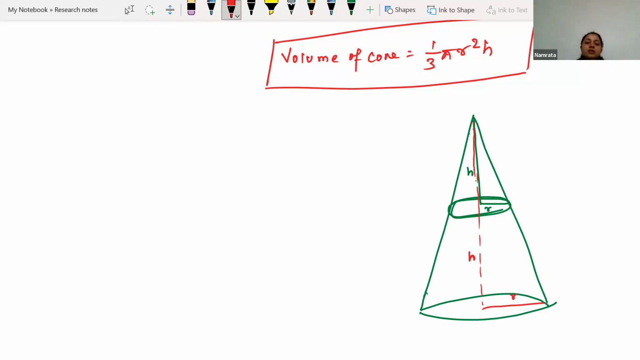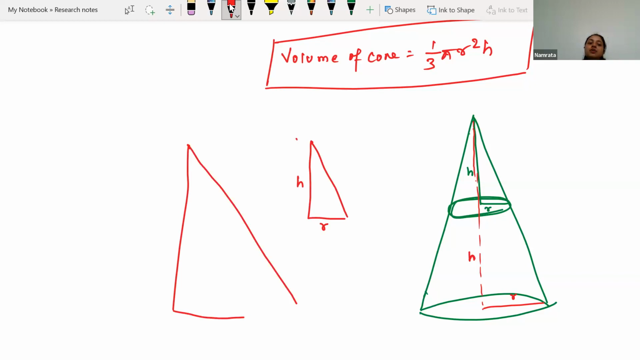If I draw the smaller cone like this, only that part, with H and R, and draw the bigger triangle, the way we take a triangle for taking out the slant height using Pythagoras theorem, the same way I am taking the smaller triangle and the bigger triangle. Here this is H1, R1 and this is H2, R2. These two triangles are similar triangles.